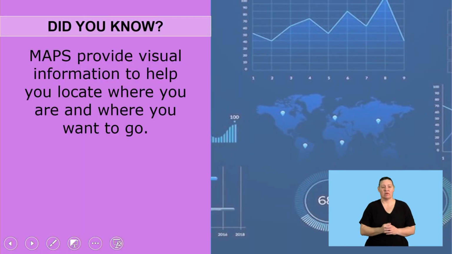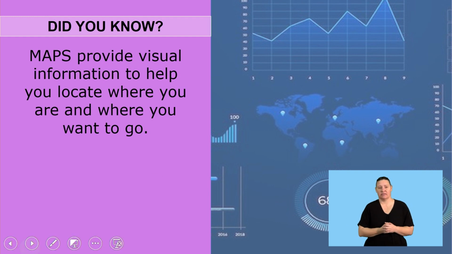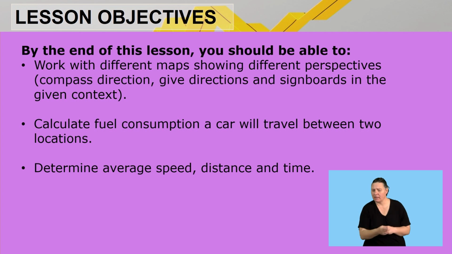Did you know that maps provide visual information to help you locate where you are and where you are going? By the end of this lesson, you should be able to work with different maps showing different perspectives, whereby you'll be working with a compass direction, giving direction, signboards in the given context. Calculate fuel consumption. A car will travel between two locations. And lastly, to determine the average speed, distance, and time taken to travel.